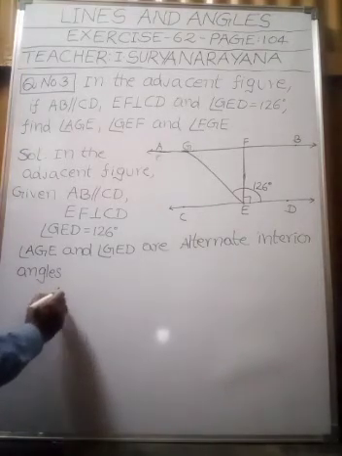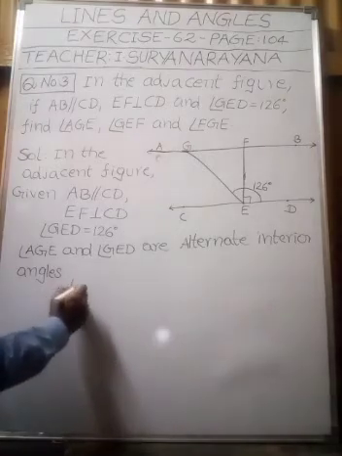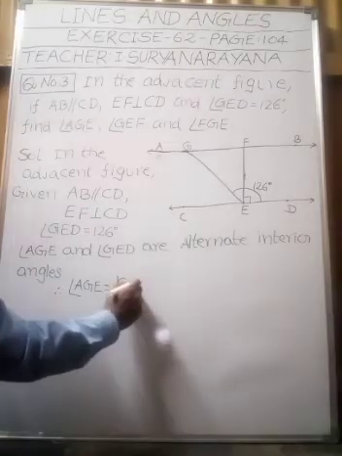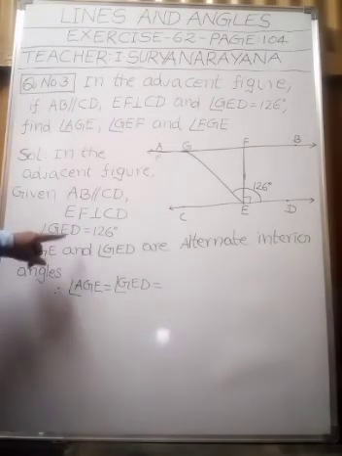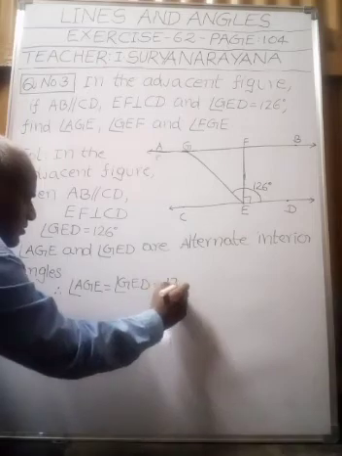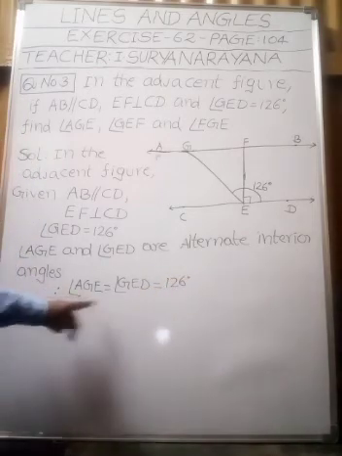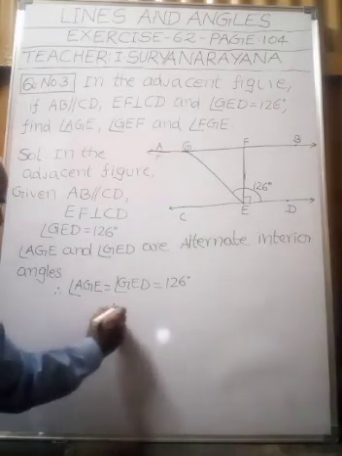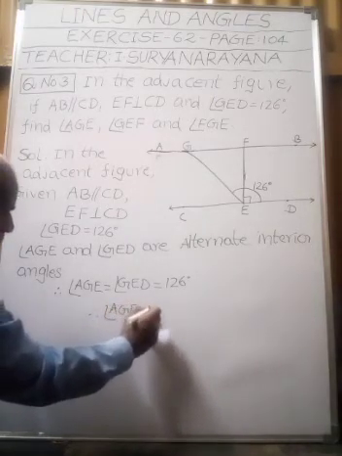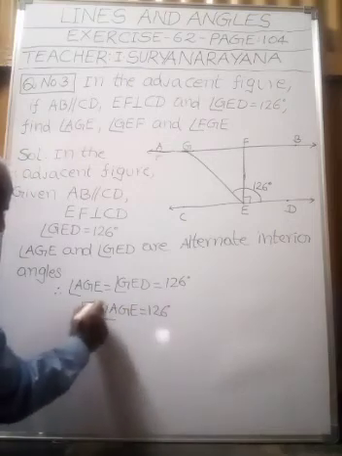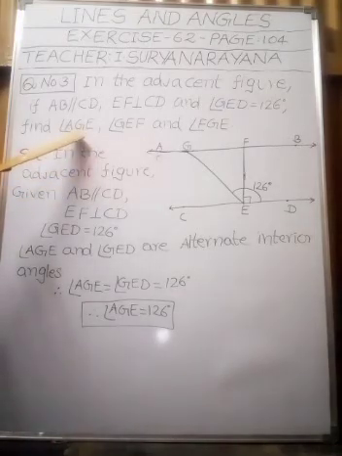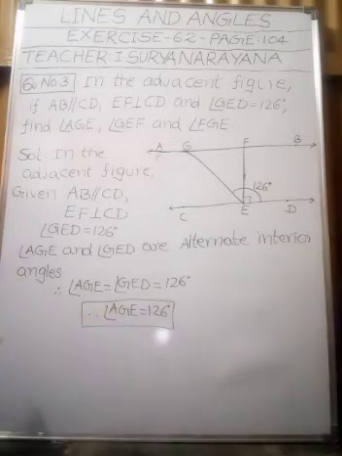Therefore, angle AGE is equal to angle GED. What is angle GED? 126 degrees. So we got the angle. Therefore, angle AGE is 126 degrees. So we found the first angle AGE, that is 126 degrees. Understood, my dear children? Right.